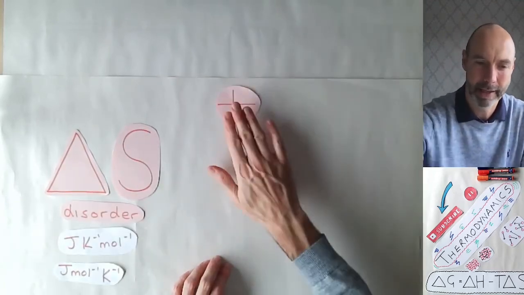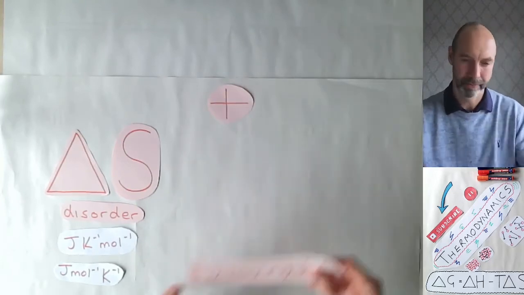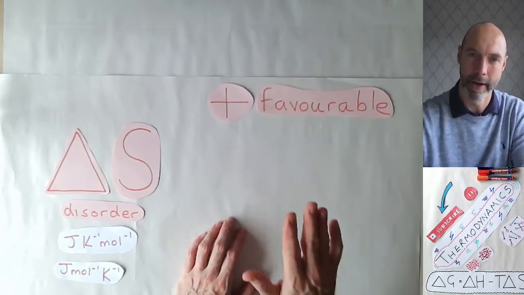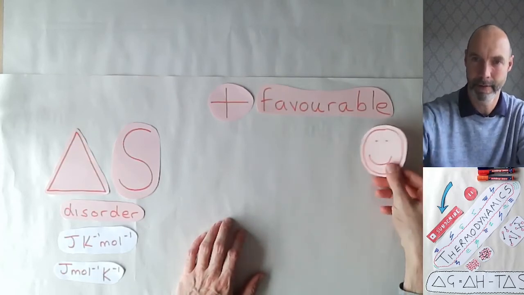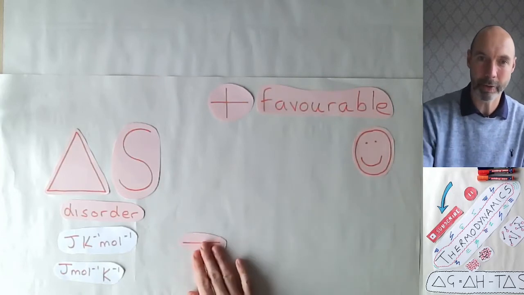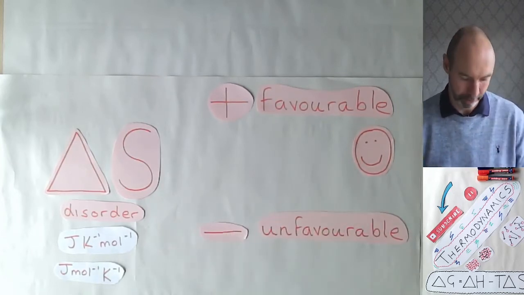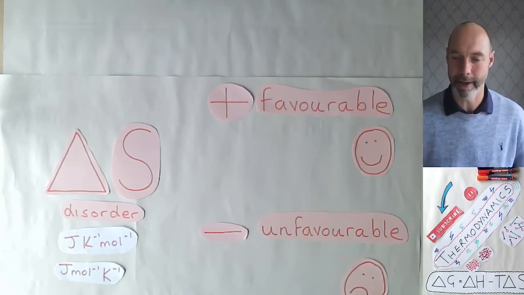Right, so a bit of a summary then. Delta S can be positive. Now in terms of thermodynamics, that is seen as a favourable change. So an increase in entropy is a favourable change. Smiley face. And therefore, a decrease in entropy is seen as an unfavourable change. And that's in terms of thermodynamics.